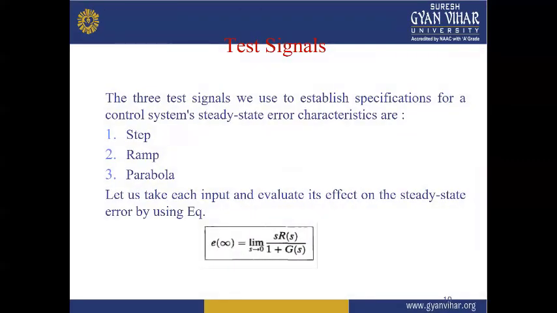Now there are a few test signals that we apply to the system to check its performance. These are the standardized test signals: step, ramp and parabola. Let us take each input and evaluate its effect on the steady state error using the equation e infinity equal to limit s tends to 0 of s R(s) upon 1 plus G(s). It has to be remembered that in the s domain, s tending to 0 corresponds to t tending to infinity in the time domain.